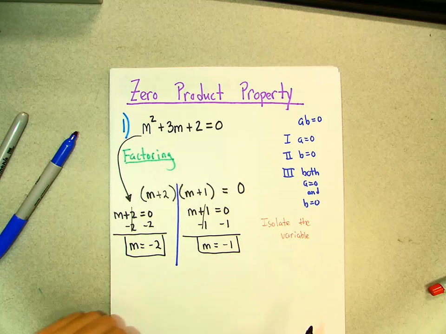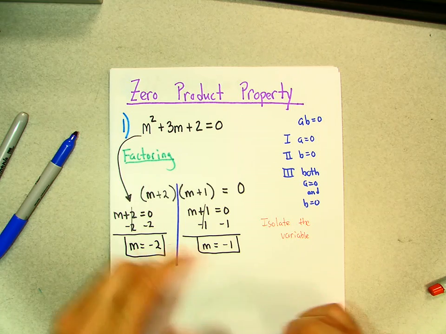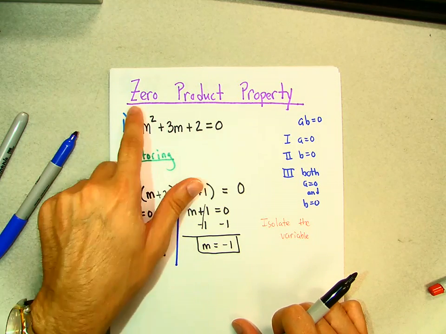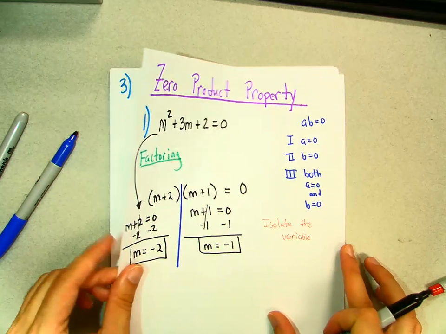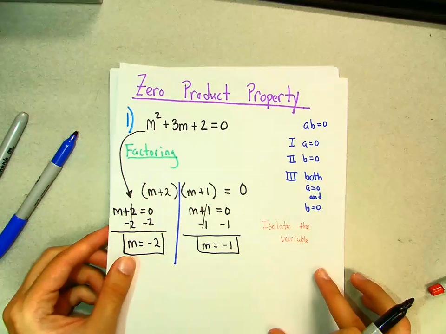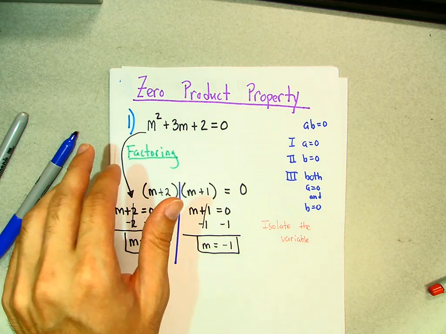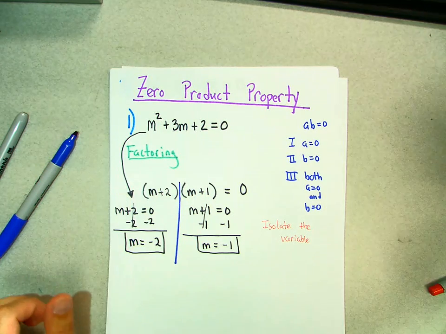Okay? And that's it. What you have to do is practice your factoring techniques and use the zero product property at the same time. And now here, these questions, by the way, are the same thing.